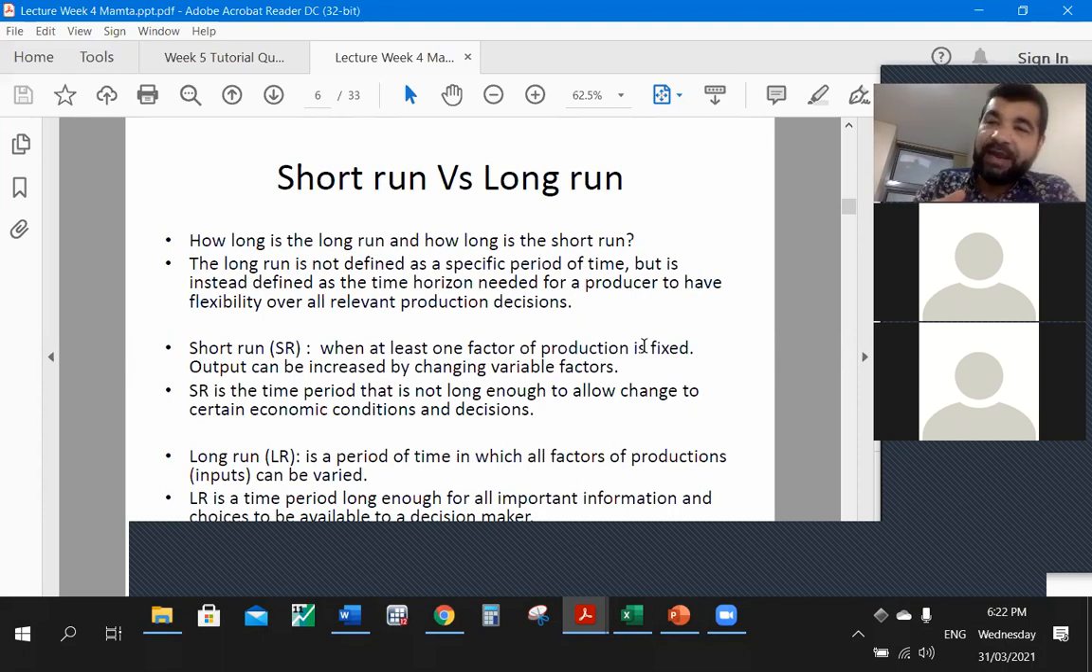What is involved here are the factors of production. What are these factors of production? Let's have a look.